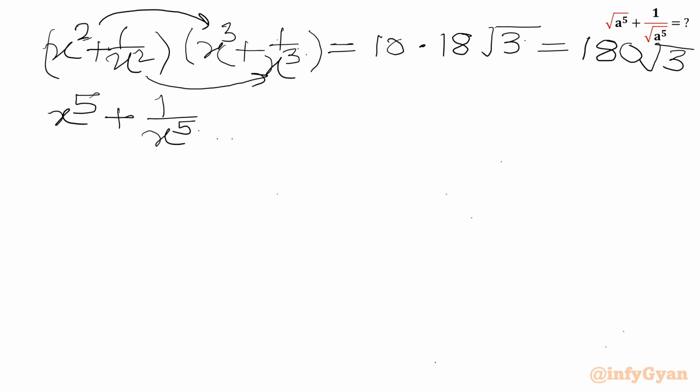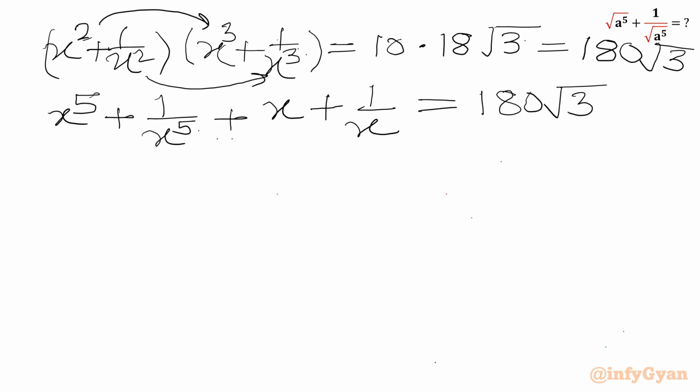Now cross product. This will give us x cube times 1 over x square, that means x, plus x square times 1 over x cube, so 1 over x, equal to 180 root 3. Now x plus 1 over x, this value was 2 root 3. So I will write here 2 times root 3. And this is our required expression.